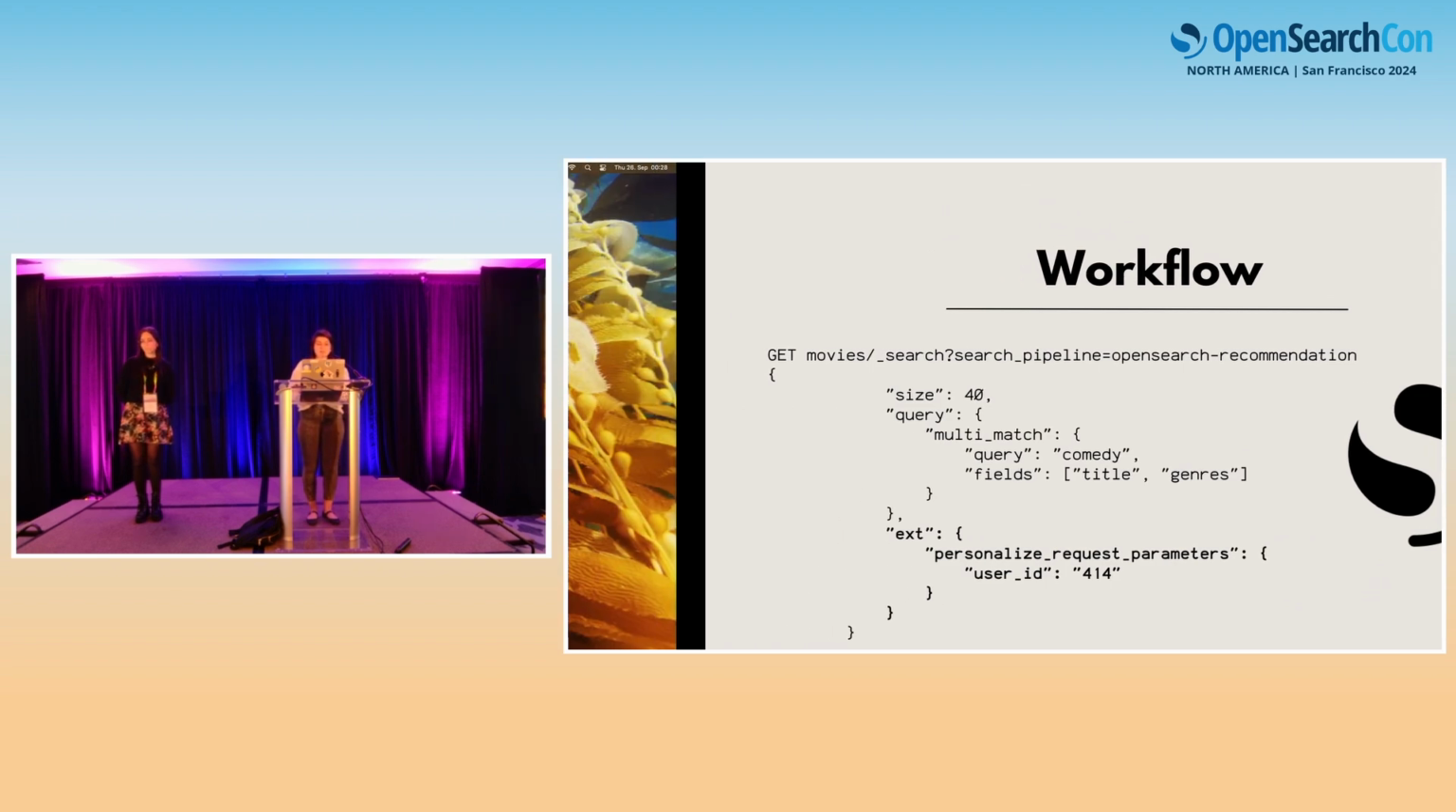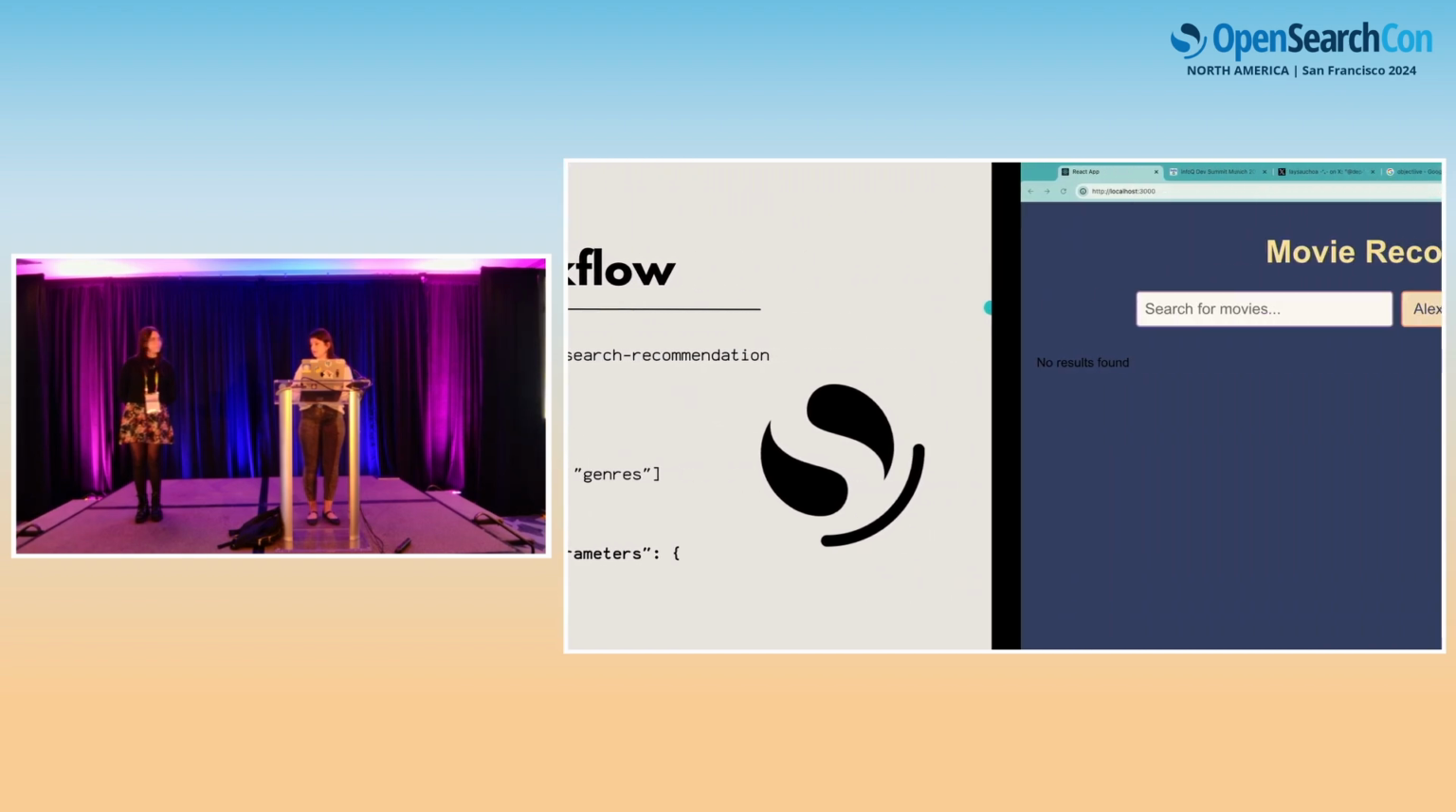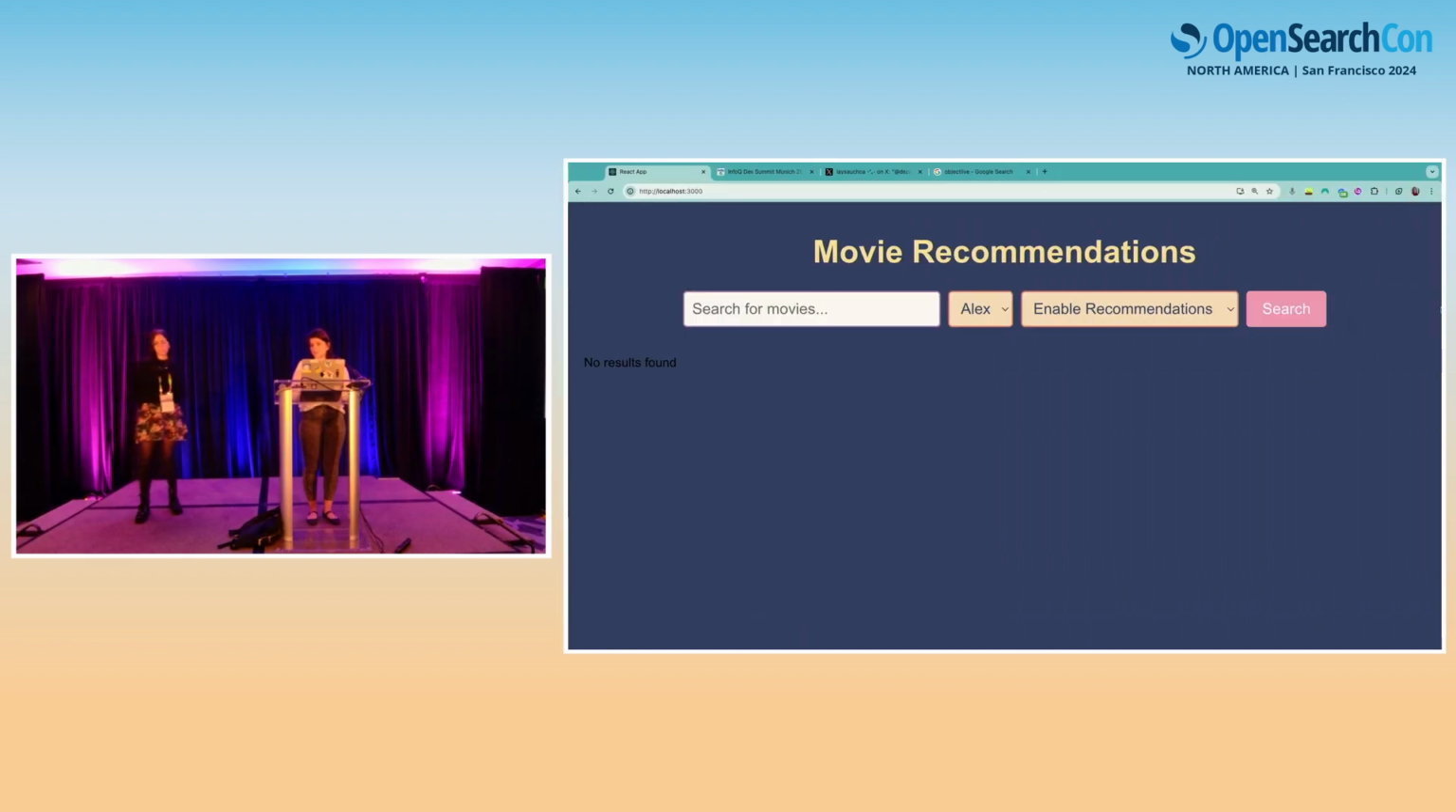But how does it look in reality? For this, we built a very nice front end. The idea of the front end is that we have a search field, where we will send our request. Here we have two different users, Alex and Laysa, and they have different preferences. And here we have enable recommendation and disable recommendation. Let's have a look at how our recommendation will look if we disable it. So let's type Harry and send the request.